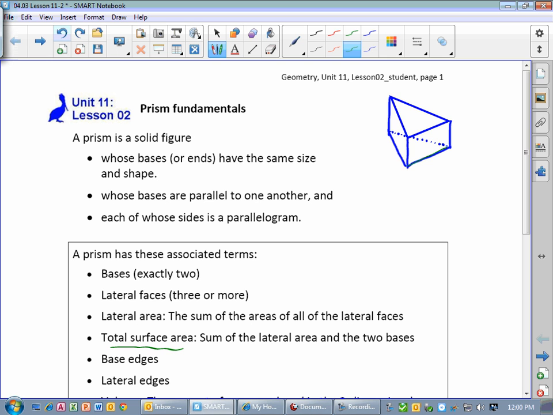Okay. Lateral edges, well, those would be the edges that are part of the lateral faces. So there's a lateral edge, there's a lateral edge, there's a lateral edge, and there's a lateral edge. Now you may notice that there's a lateral edge here that's actually part of our base. In fact, that's going to be true for all of our base edges. Our base edges are all also lateral edges. Okay, but not all of the lateral edges are base edges.